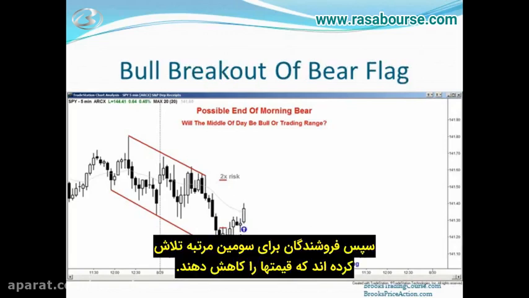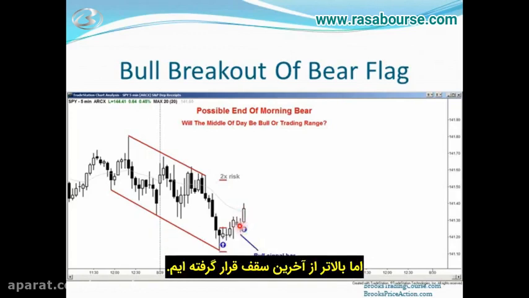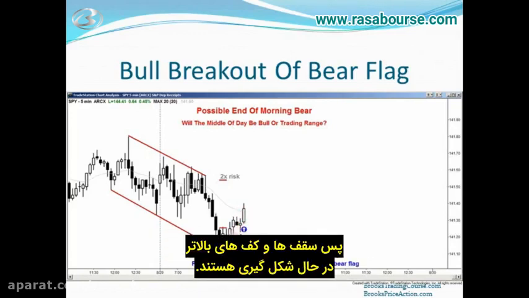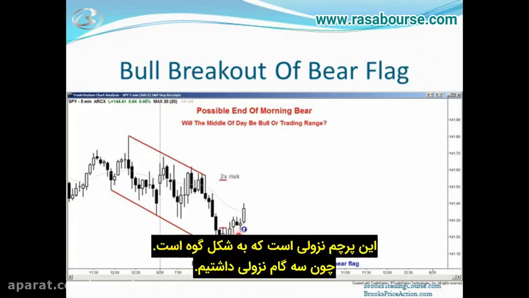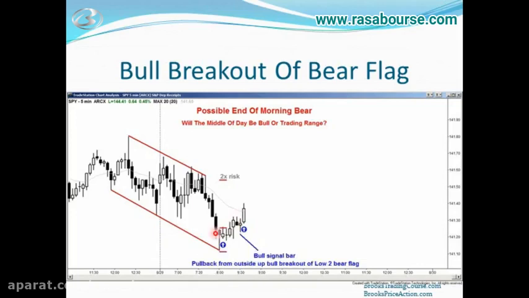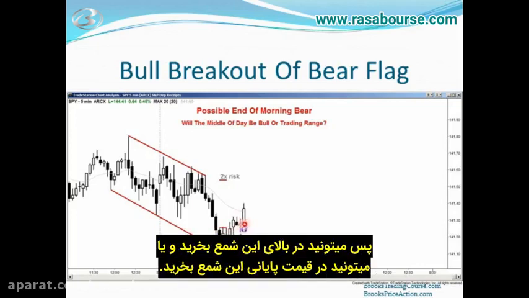We had another third attempt by the bears to sell off, but we held above the most recent higher low. So we're forming small higher highs and higher lows. This is a wedge bear flag, 3 attempts down, and we're failing. We're trying to get a bull breakout here, so you could buy above this bar or you could buy that close.